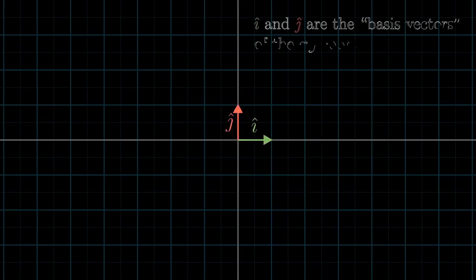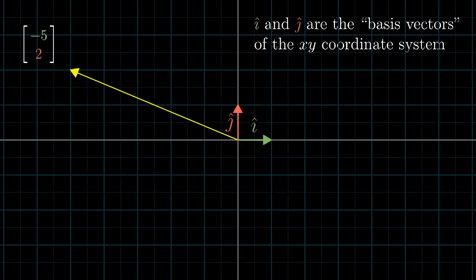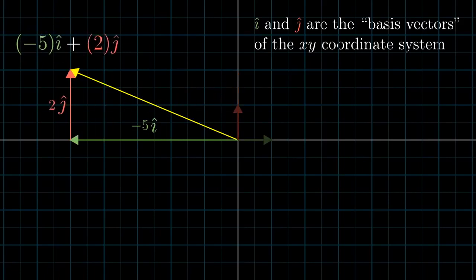Those two vectors, i hat and j hat, have a special name, by the way. Together, they're called the basis of a coordinate system. What this means, basically, is that when you think about coordinates as scalars, the basis vectors are what those scalars actually scale. There's also a more technical definition, but I'll get to that later.